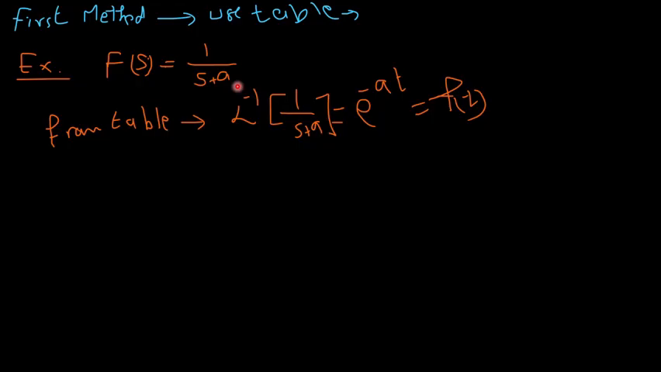1 over s plus a is a unit step function with a shift in the frequency domain. So you can see in the table that it's defined as e to the power of minus at. It's actually multiplied by the unit step function. The unit step function equals 1 from 0 to infinity, and the Laplace transform is defined from 0 to infinity, so the unit step function can be replaced by 1. So it is in the table as e to the power of minus at. So the first step to find an inverse Laplace transform is to check the table.